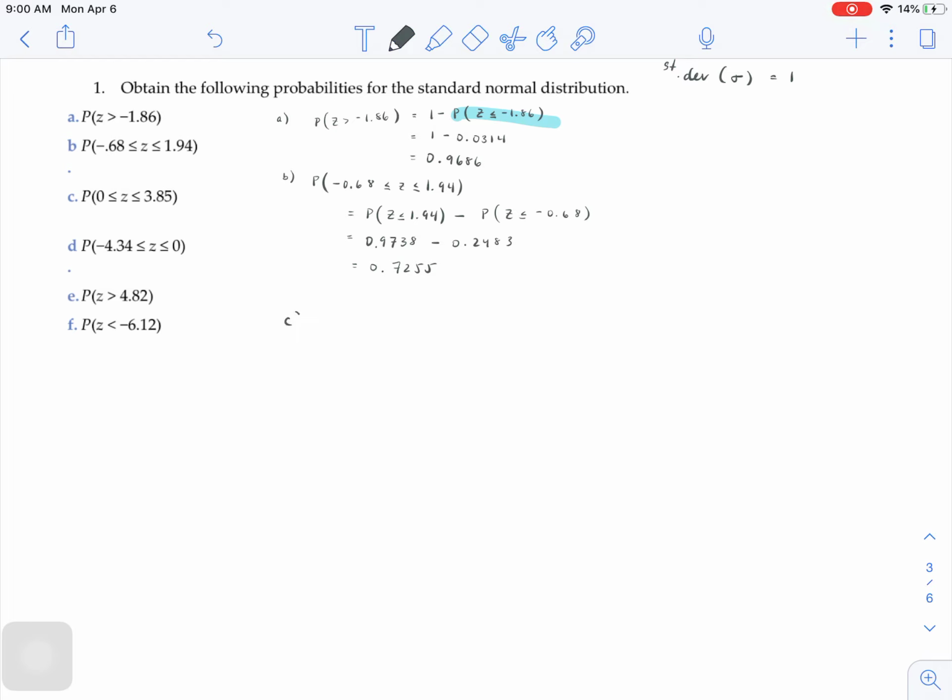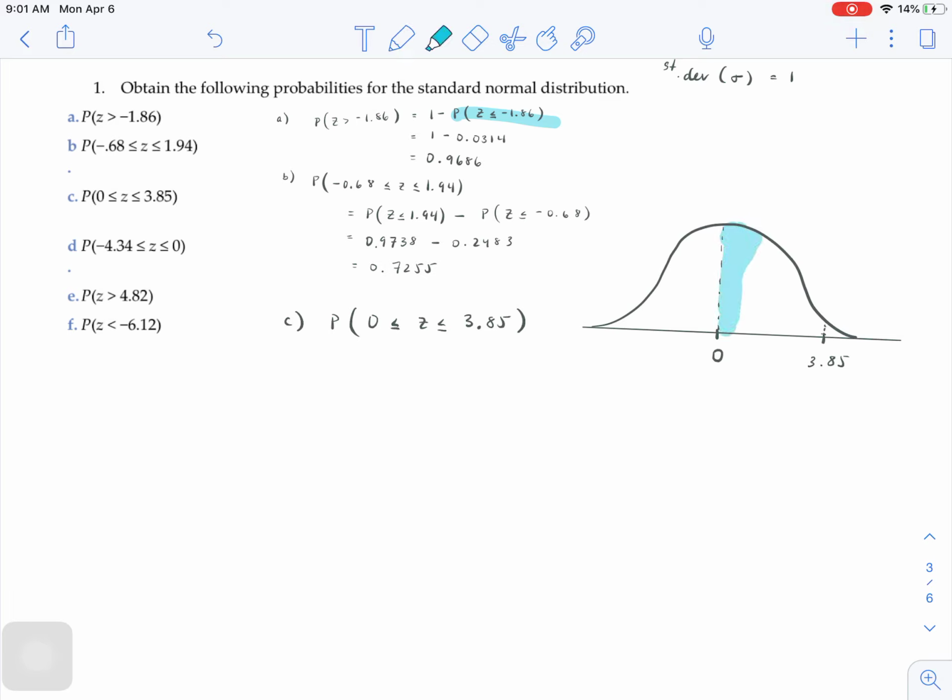Let's go to part C. For part C, I want the probability that z is between 0 and 3.85. I'll draw us another picture. So I'll mark off 0 and 3.85, which will be somewhere over here. And I want the area between these two numbers, which I'll shade in here in blue.